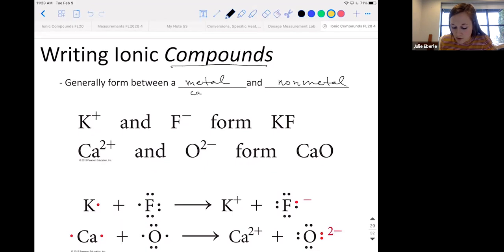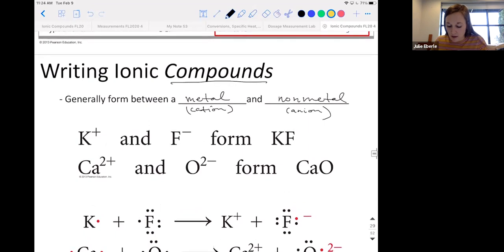Your metal will always be your cation. Your non-metal will always be your anion. Okay? Metal and a non-metal. Could be a transition metal, main group metal, and then a non-metal. And it could be a polyatomic as well in there, okay?